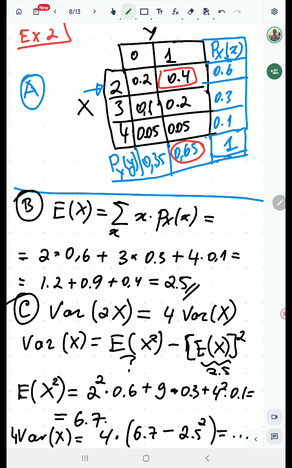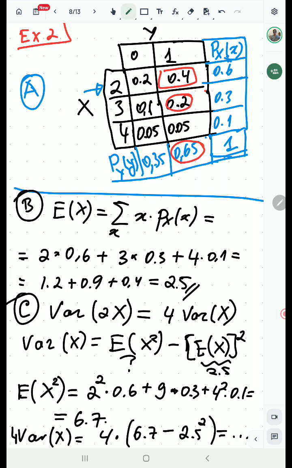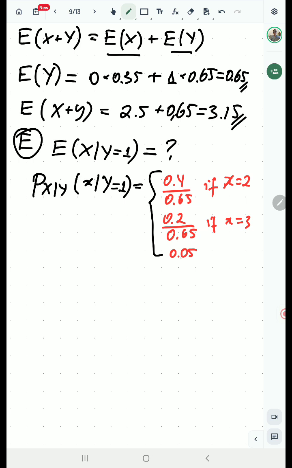By the same token, the joint probability of x being equal to 3 and y equal to 1 is 0.2. Then you have to divide it by the marginal probability of y being equal to 1, because we are fixing y at 1. So if x is equal to 3, it is 0.2 over 0.65. Again, 0.05 is the joint probability of x being 4 and y being 1. So it's going to be 0.05 divided by 0.65 if x is equal to 4. Obviously, we are fixing y at 1 in this case.